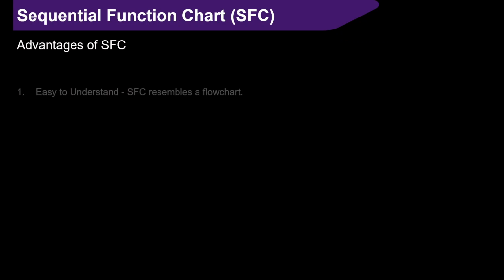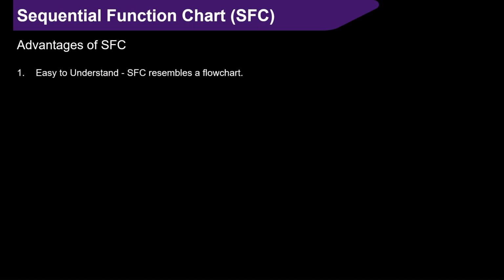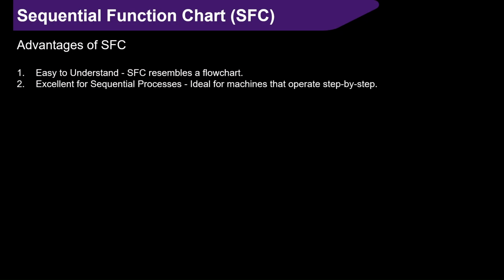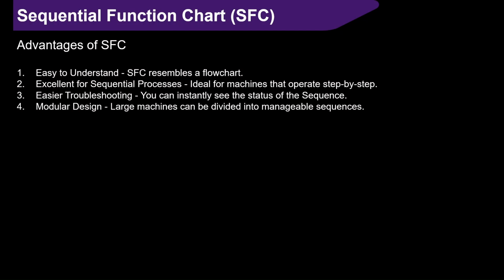Advantages of SFC. Easy to understand. SFC resembles a flowchart. Excellent for sequential processes. They are ideal for machines that operate step by step. Easier troubleshooting. You can instantly see the status of the sequence. Modular design. Large machines can be divided into manageable sequences. Supports parallel operations. Multiple sequences can execute simultaneously.